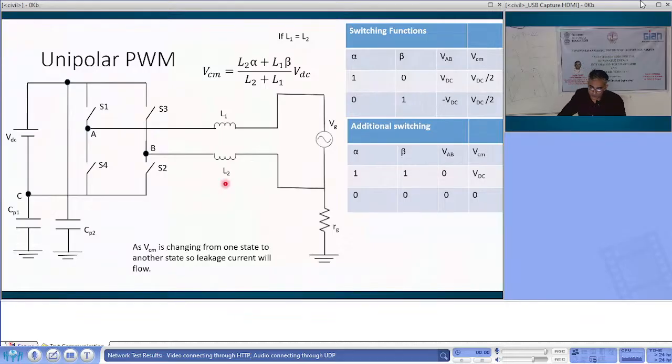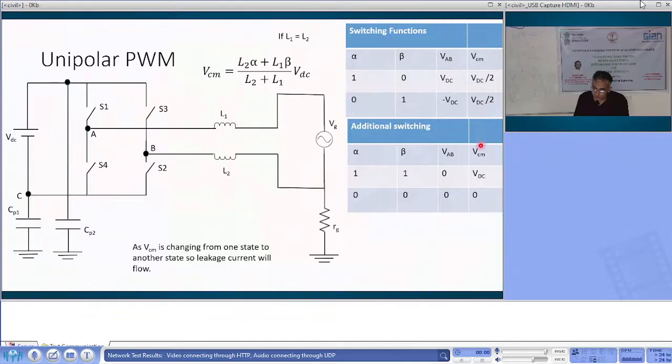So when it is a unipolar, you see now, in unipolar you have additional switching when both are 1 or both are 0. In bipolar, there was no such case because there was no zero level. Now in the unipolar, you have the zero level. So for the first case, same like your bipolar, the common mode voltage is VDC by 2, VDC by 2.